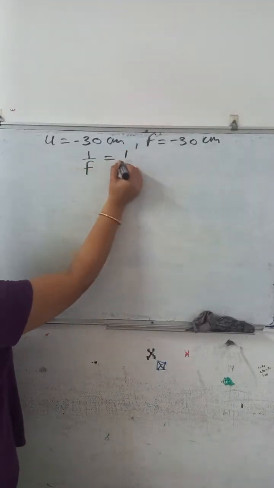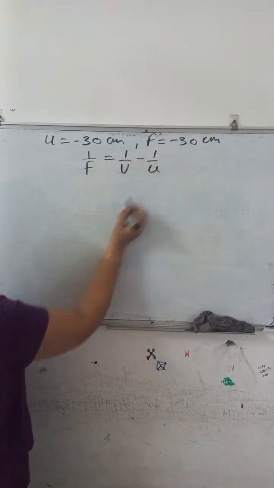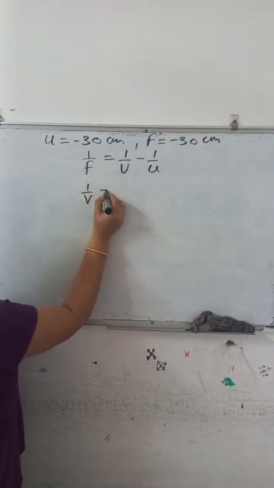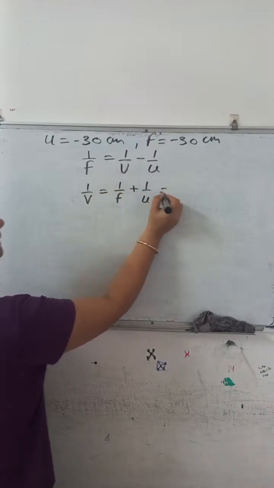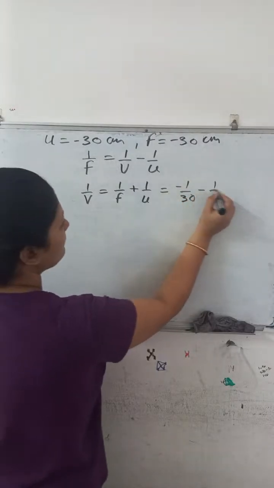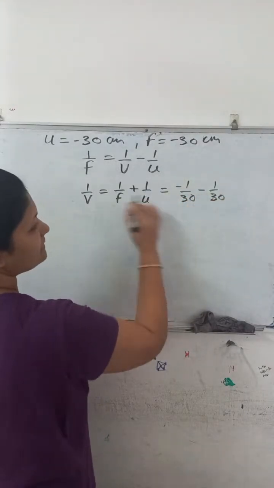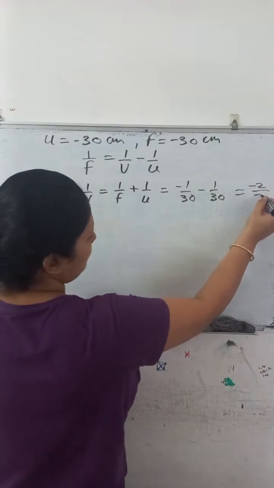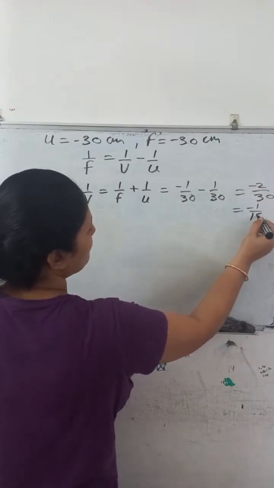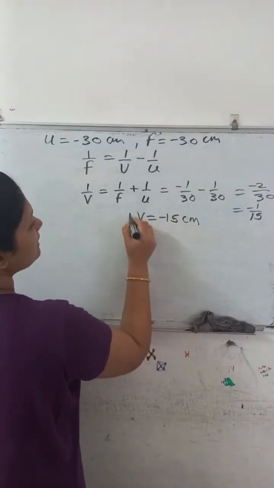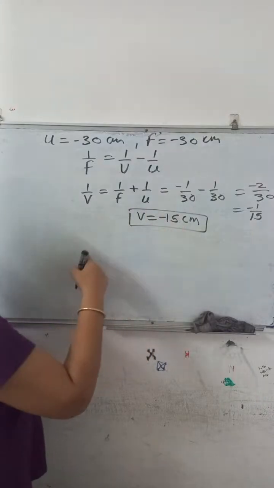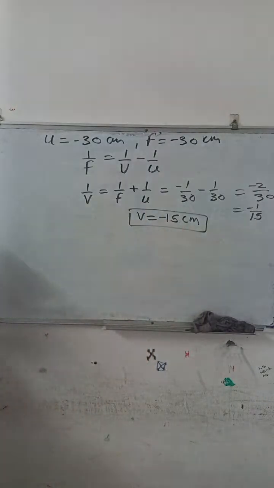1 by f is equal to 1 by v minus 1 by u. So v I want to calculate here, so keep v as it is and transpose the other things. Substitute here: minus 1 by 30 minus 1 by 30. Plus minus becomes minus, so minus 2 by 30, that is equal to minus 1 by 15. So v you will get minus 15 centimeter. That means the image is formed on the same side of the object. Okay, so I got minus 15 here.